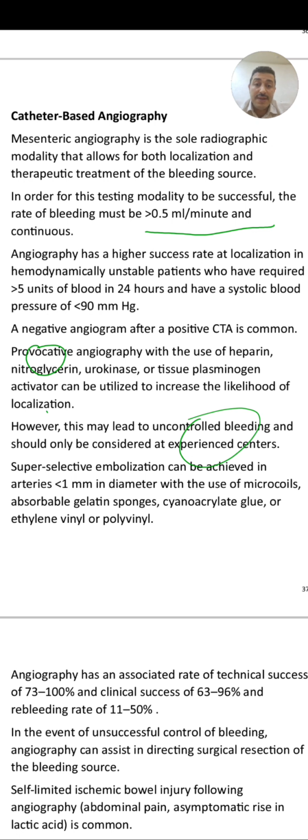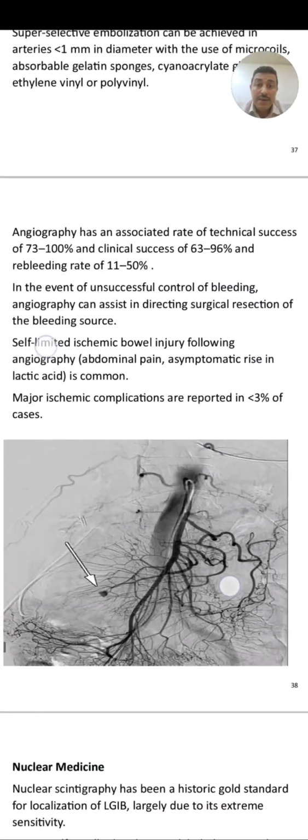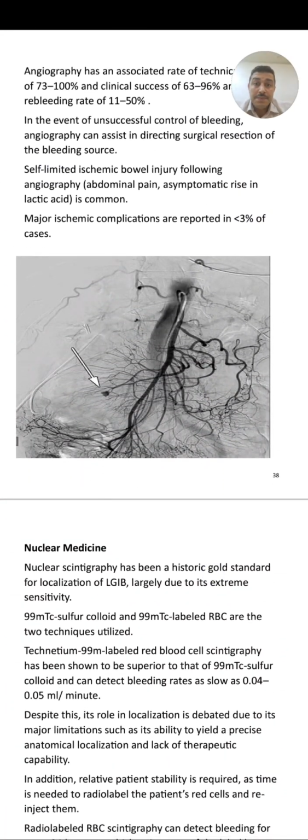As I said, this should be done in an experienced center. If we are talking about super selective embolization, this is directed toward the artery that is less than 1 millimeter in diameter. What we can use as an agent, we can use microcoils, gelatines, glue, polyvinyl, different agents we can use for embolization. Even in the case we don't control the bleeding, this can help guide us in the surgical resection.